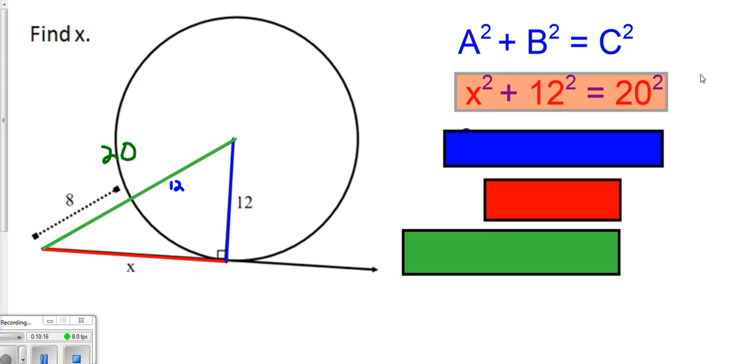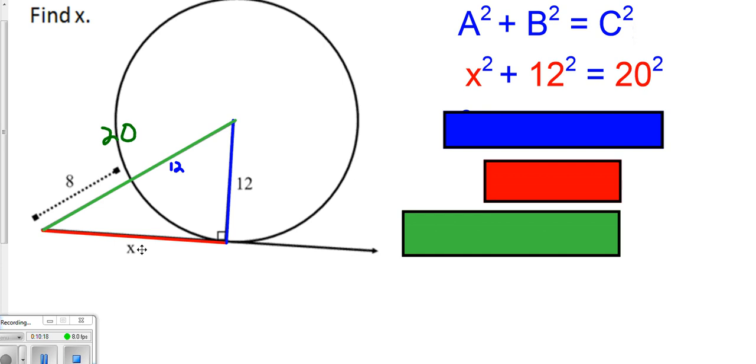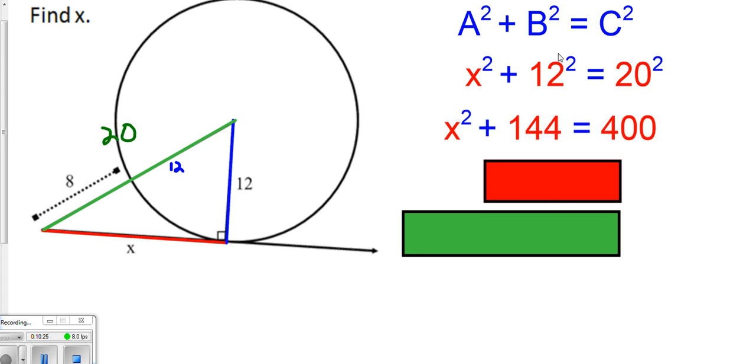Plug in the values we know. X squared plus 12 squared equals 20 squared. 12 squared is 144. 20 squared is 400. Subtract 144 from both sides and we'd get x squared equals 256. Remember, to get rid of a square like that, we do a square root to both sides. Take the square root of this and the square root of this. That'll cancel that out and get rid of all of this.